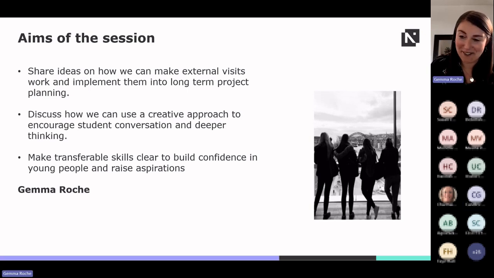And so, like I said, I'm Gemma Roach, and I work at NCFE as a quality assurance lead, but I do have a background in education as well.